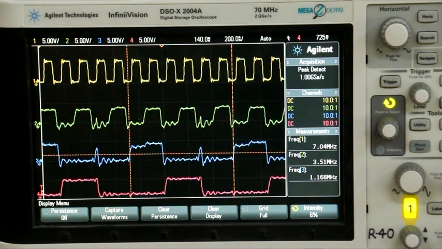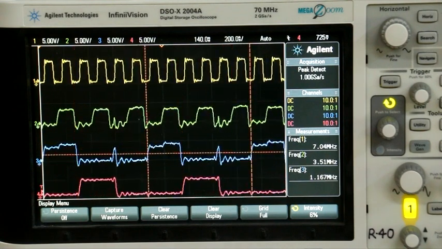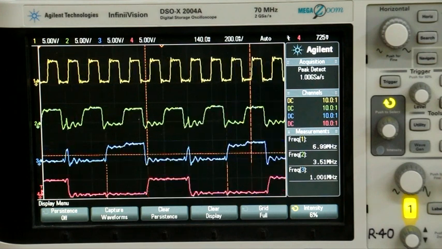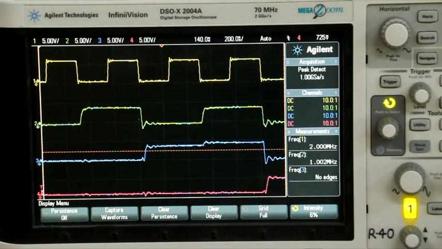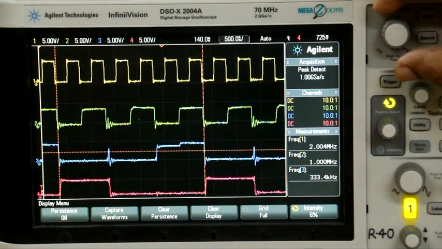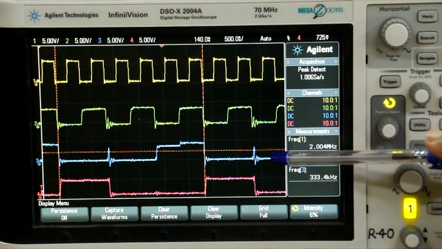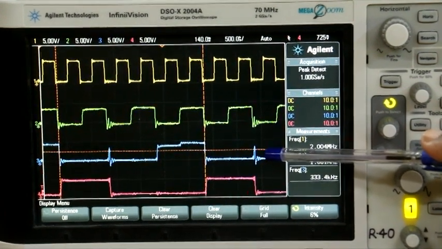Right now unfortunately the frequency is 7. Let me just go to 1 megahertz. Yeah, at 1 megahertz you will be able to see it much better. Yeah, you can see this particular trigger here, which is happening here.